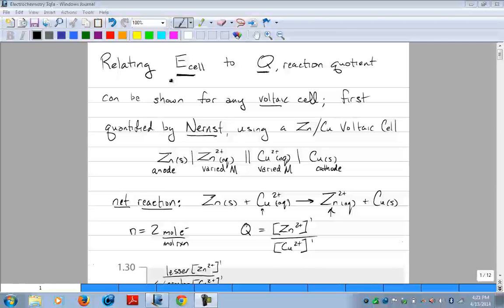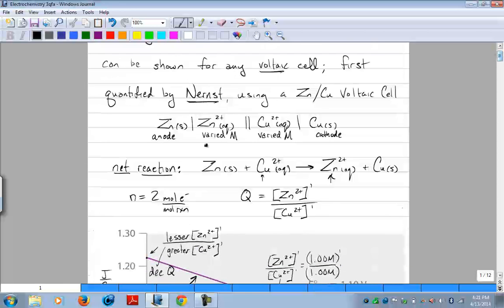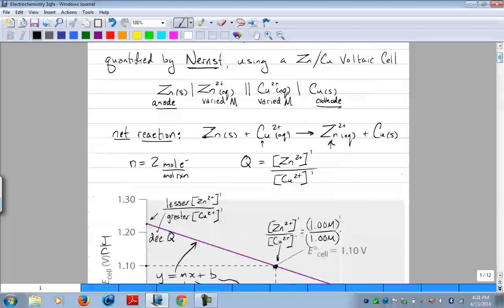In this lesson, the electrochemical cell potential difference in a voltaic cell is related to the concentrations of the aqueous ions in each of the half cells. This can be shown for any voltaic cell, but was first quantified by Nernst using a zinc-copper voltaic cell. At the anode, Nernst used zinc and the cathode was the copper, and that yielded the net reaction of zinc oxidized to zinc 2 cations and the copper 2 cations reduced to copper.